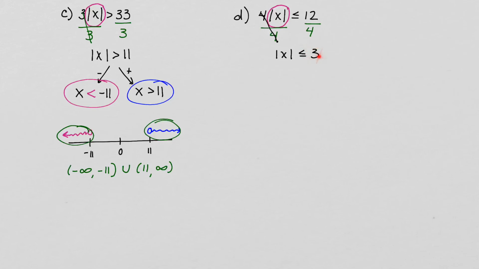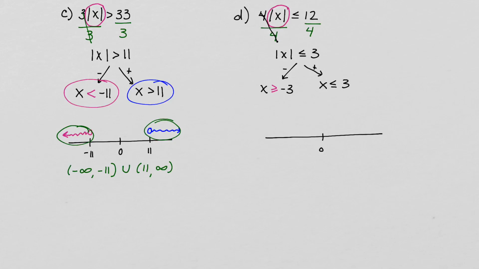Again, this is positive, right? We only have to stop and think about things if this ever turns out to be negative. But this is positive, so we're just going to split it into the negative part and the positive part. Remember, in the negative part, we have to flip the sign. So this is going to be x is greater than or equal to -3, and x is less than or equal to +3.